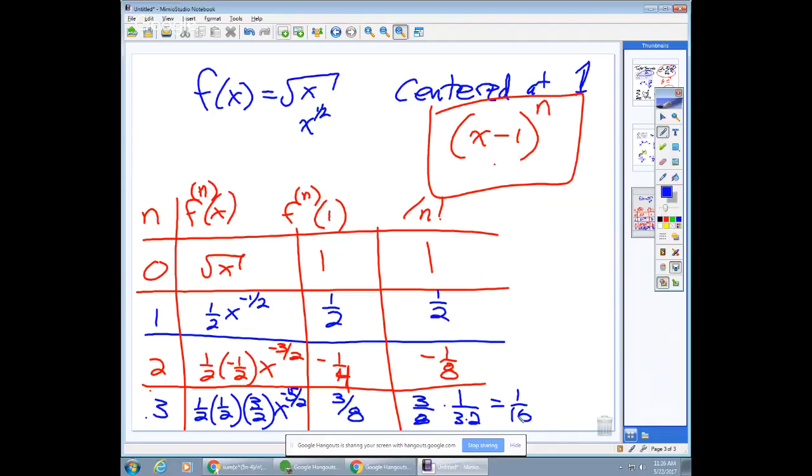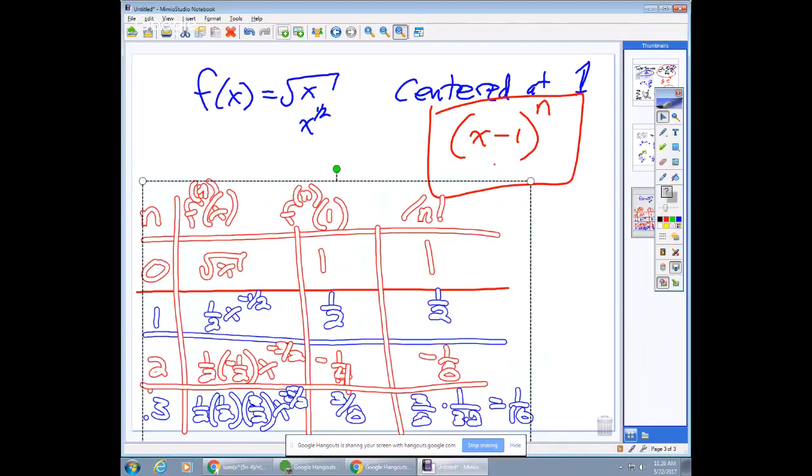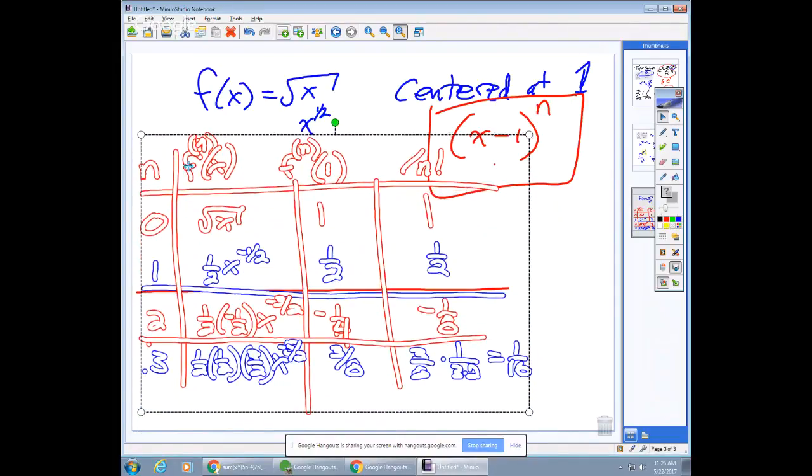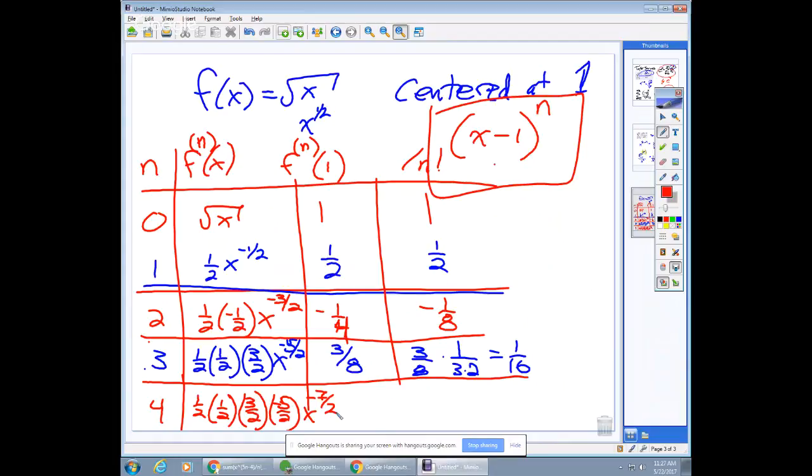So we've got the first 3 terms. Let's go for the 4th term because we can. See if I can shift all this stuff up. Perfect. What color are we on? Red. All right, 4th derivative: 1/2 times 1/2 times 3/2 times negative 5/2, and I'm quickly running out of room, times x to the negative 7/2. 3 times 5 is 15, so 15/16, negative 15/16. Divided by 4 factorial.